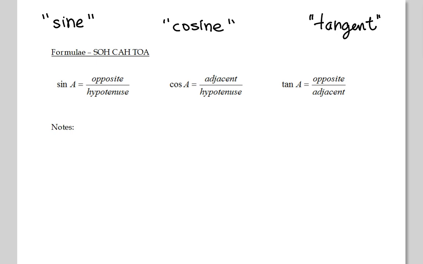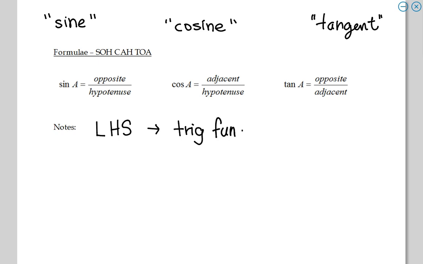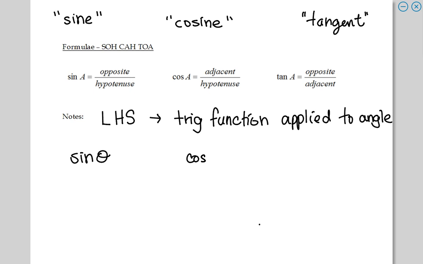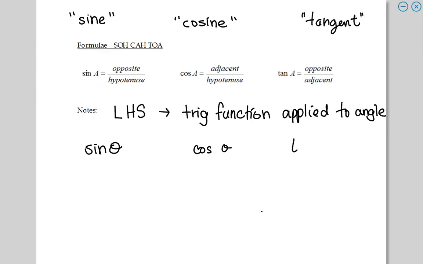Okay, for these formulas, the left-hand side, you guys understand LHS, left-hand side? It's called a function, but we'll talk about that later in the course. Trig function: sine, cos, tan. You find that in your calculator. Trig function applied to the angle. So really I could put sine theta. Do you guys remember that? Theta is for the angles. Cos theta. And the last one would be tan theta. Okay?